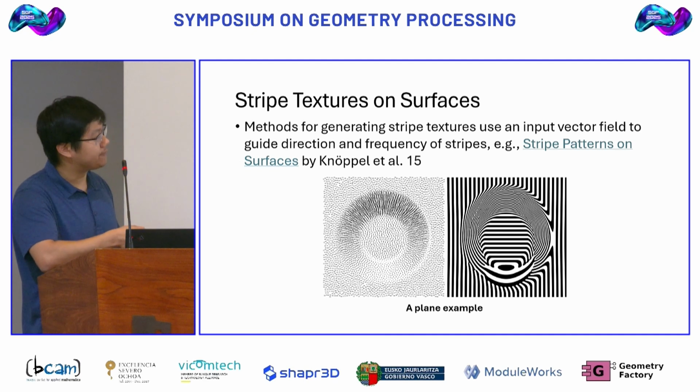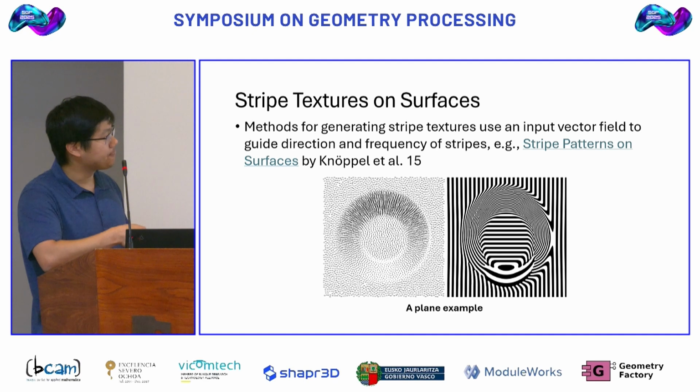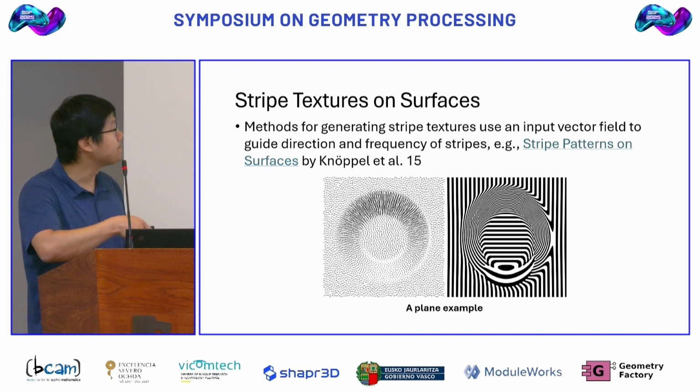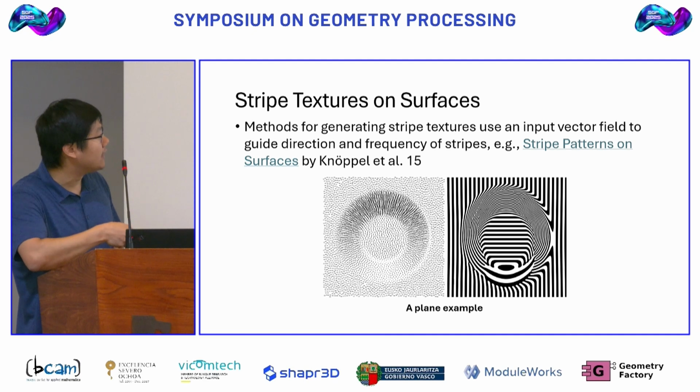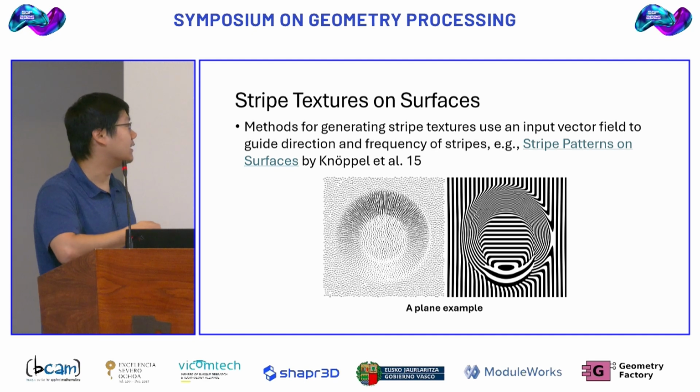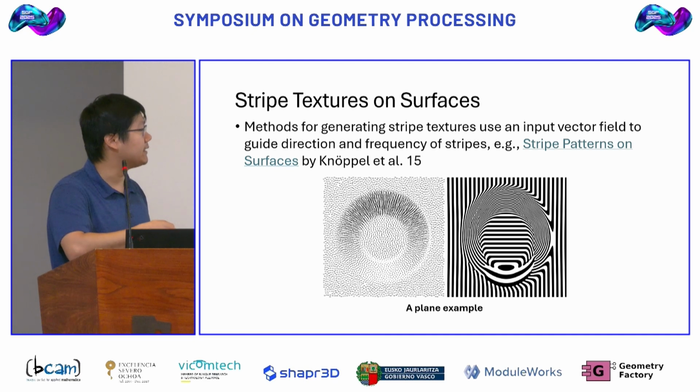And we work off an example, this work from Knöppel et al. And we work off their framework, but here you can see an example in the plane for them. So here you can see that the stripes are orthogonal to the general vector field direction, and when the magnitude increases, the frequency of the stripes increases. So that's an example of how you use the vector field to specify things.